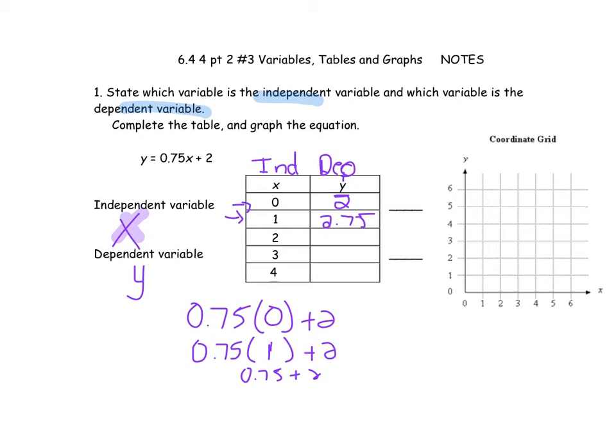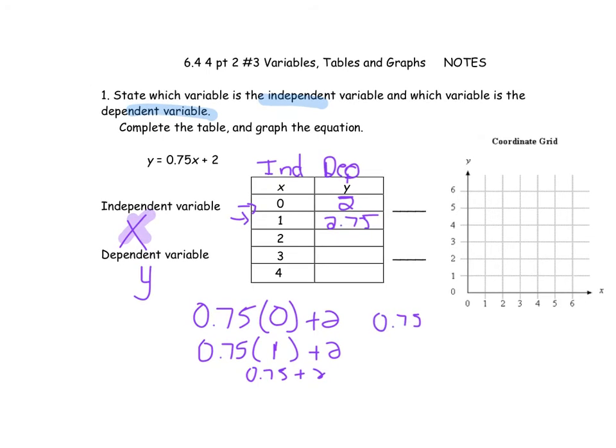So we could continue filling in what we know our x to be, like 0.75 times 2 plus 2. Well, 75 cents, if I have two 75 cents, that's $1.50. So 2 plus 1.50 is 3.50. So we could continue doing that, or on a calculator, just add 75 cents every time you go up. So this would be $4.25 and $5.